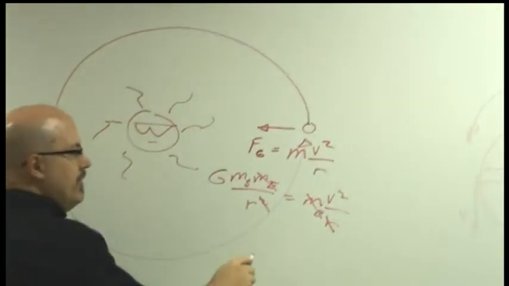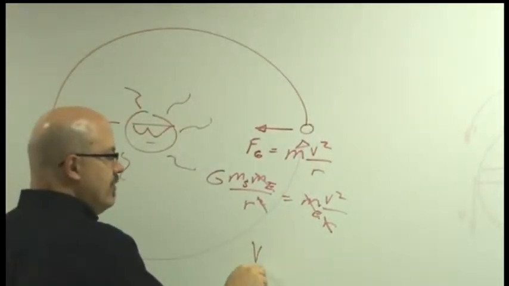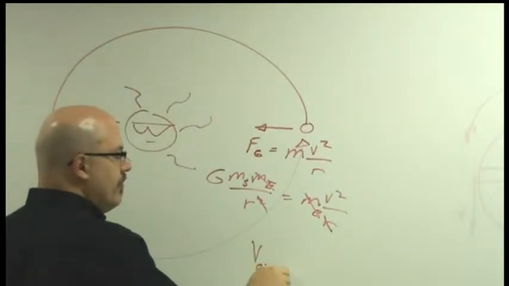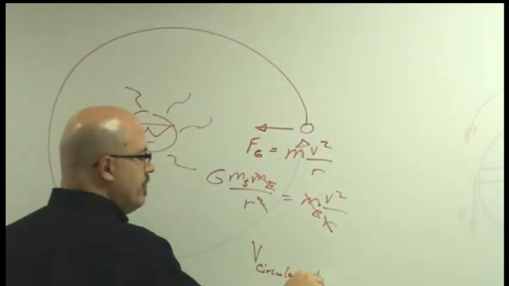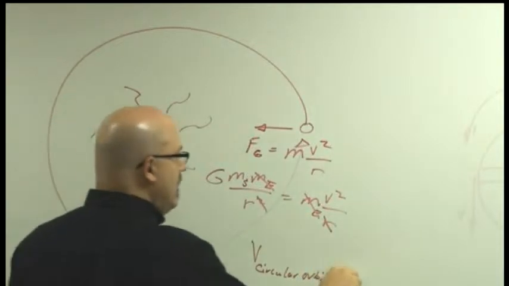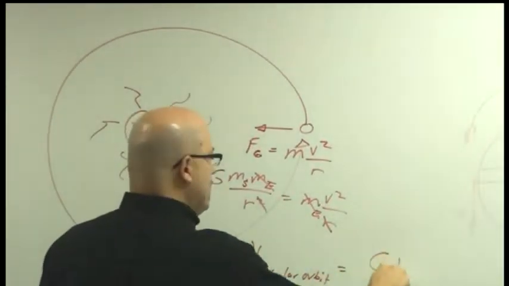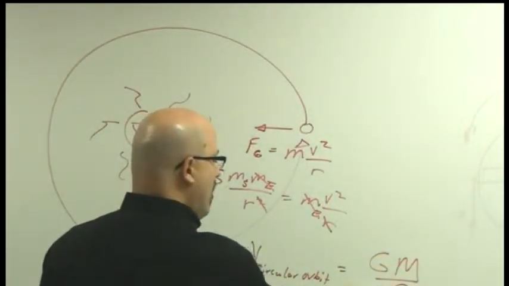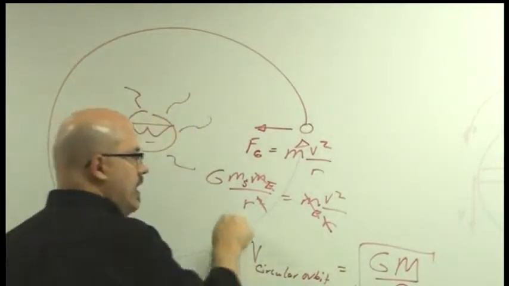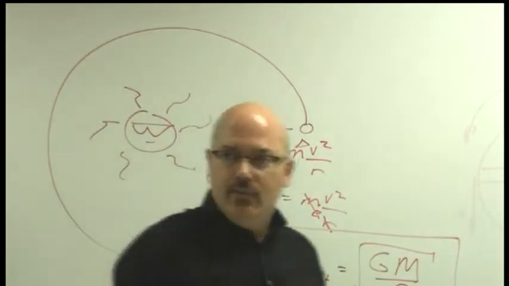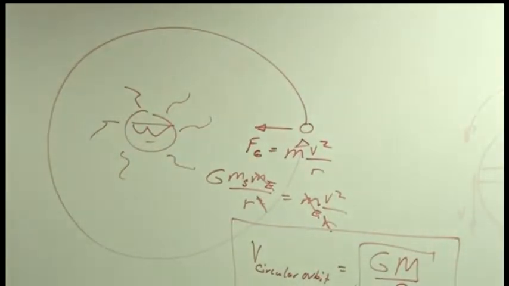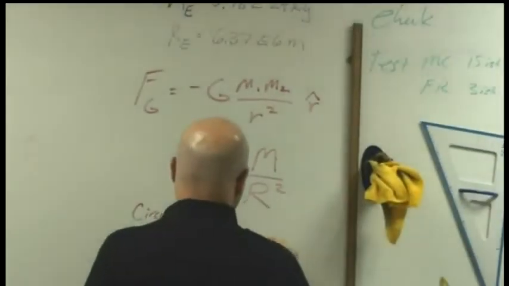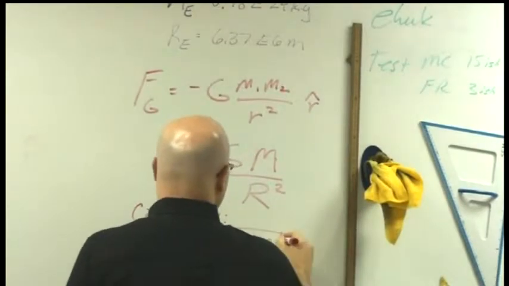And we're left with this, that the velocity of a circular orbit equals the square root of big G, big M over R, okay? You got to be able to derive that. We had to do that last year as well. For a circular orbit, the velocity of the orbit is the square root of big G, big M over big R. Okay?